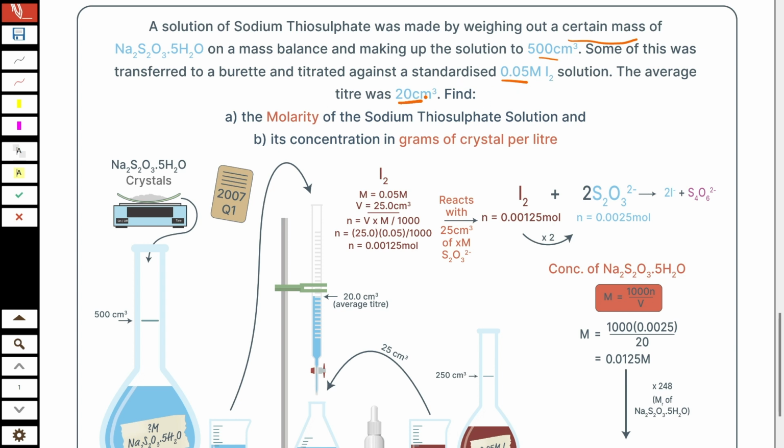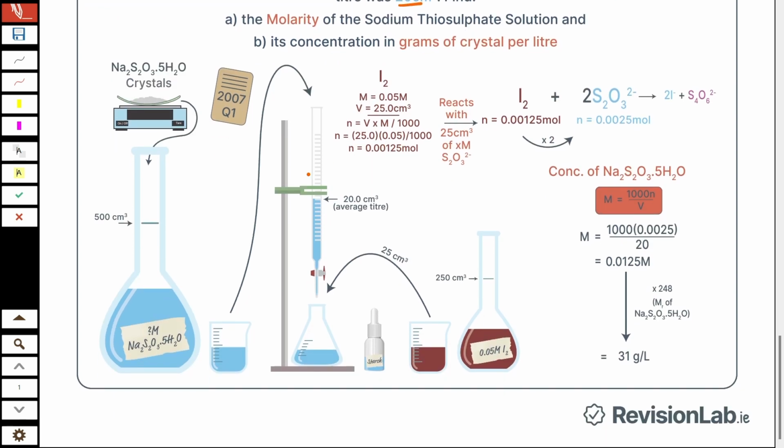And we're told that the titer was 20 centimeters cubed. And we're asked to find the molarity of the sodium thiosulphate solution, so moles per liter. And we're also asked to find its concentration in grams per liter. Basically, what was the concentration in this volumetric flask?